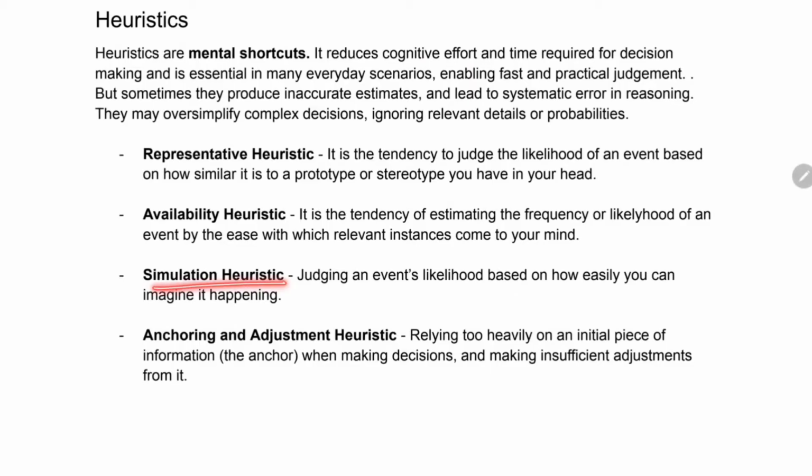Next, we have simulation heuristic. This is judging something based on how easily you can imagine it happening. For example, if you have to take the bus today, you know what it is like. You have to go and wait at the bus stop, you have to get on the bus, you have to buy your ticket, then choose a seat and then get off the bus at your right stop. You know about taking the bus because you have done it frequently and you can imagine it in your head.